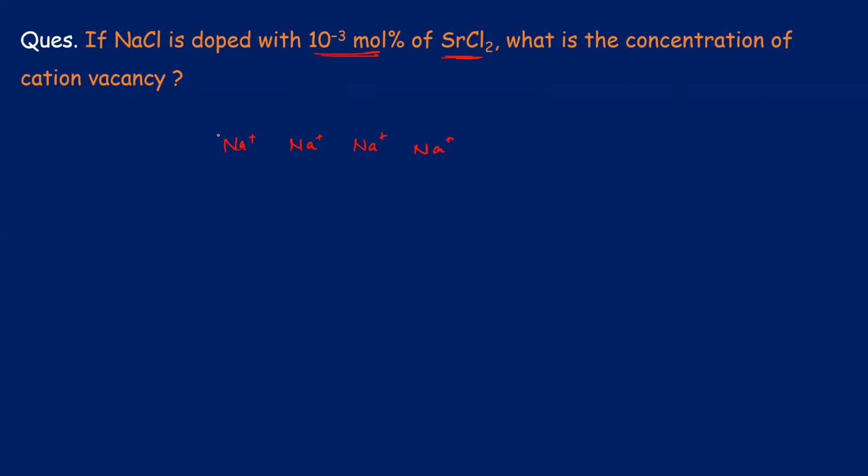Now, let us suppose that this is the only solid and these are the only ions that I have here. Na plus, and there are Cl negatives that you are not able to see. Cl negative is here, but let us go with Na plus only.